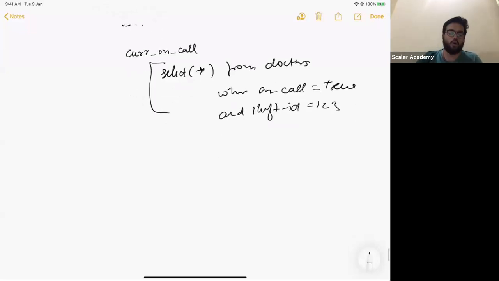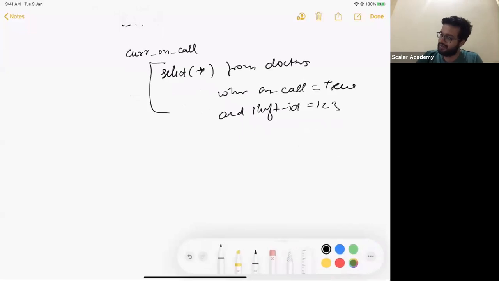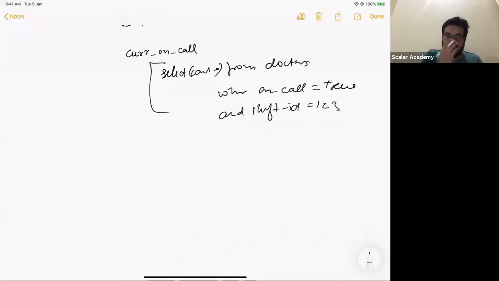Figure out how many people there are. So let's not call select all. Let's call select count star. Does that make sense? So we'll want to figure out how many people are actually on call at that point in time at this shift.